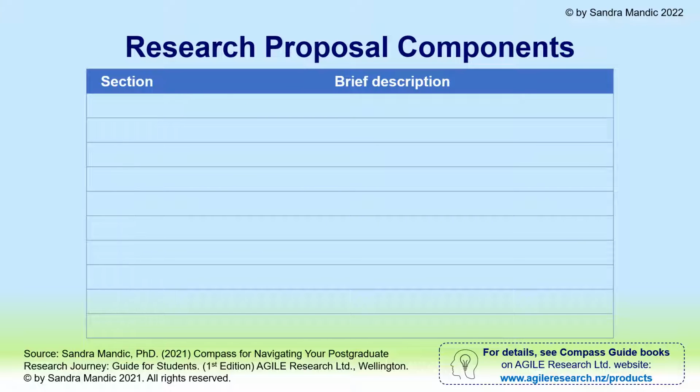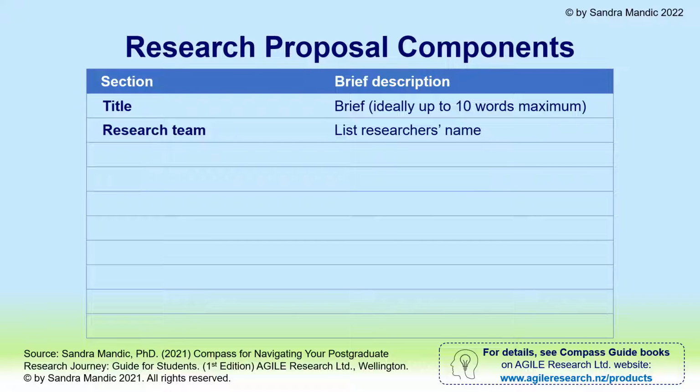Let's have a look at the components and generic structure of a research proposal. The title of your proposal should be brief and ideally would reflect your research question. A research proposal should include information about the research team, list researchers involved, and the institutions they belong to. Ideally, the proposal would include a brief summary at the beginning, written in lay language.